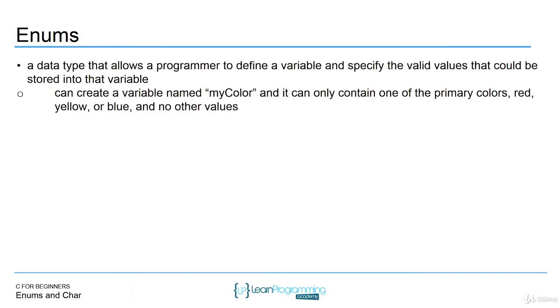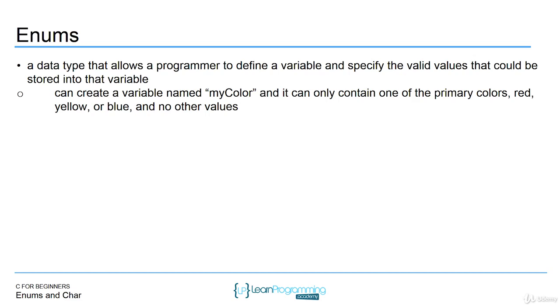So enums. Enums are a data type that allows a programmer to define a variable and specify the valid values that can be stored into that variable. So an enum is very powerful. It's actually specifying a data type. It is the keyword enum, but you can basically have your own data type that includes certain values only.